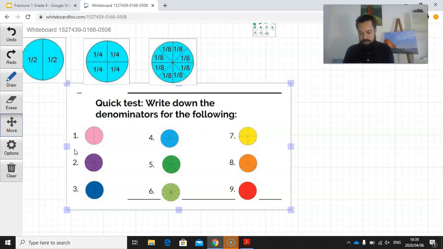You can see that we have 1, 2, 3, 4, 5, 6 pieces altogether, and that means that our denominator for this one will be 6. And that's all I'm looking for you to do for each of these. I'm not looking for you to put in the numerator or the top number, just the number at the bottom. All right, okay, I'll give you a few minutes to get going with that.